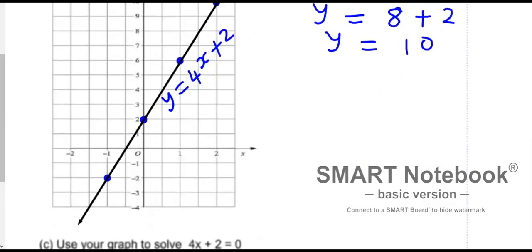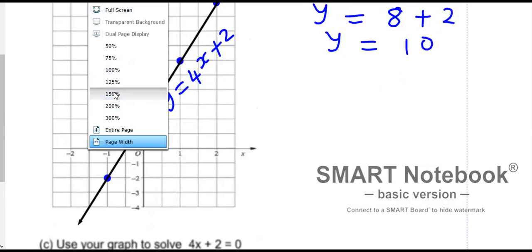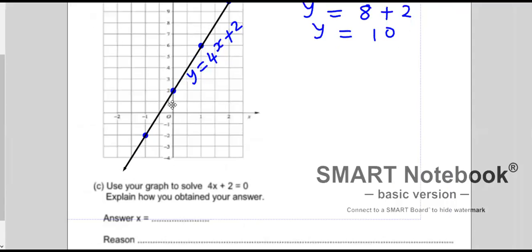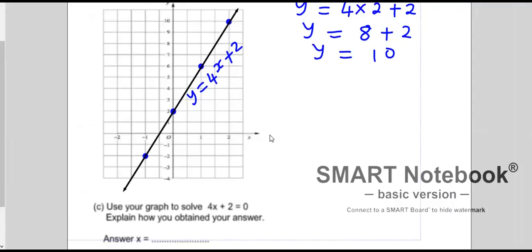Now, this is the graph. Let me try to zoom out so that we can see everything. Now, use your graph. We are supposed to use this line we have drawn to solve the equation 4x plus 2 equals 0. Now, what do we do?